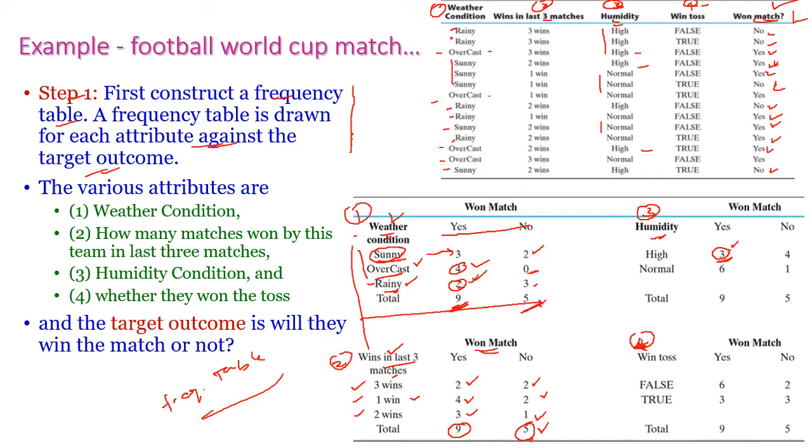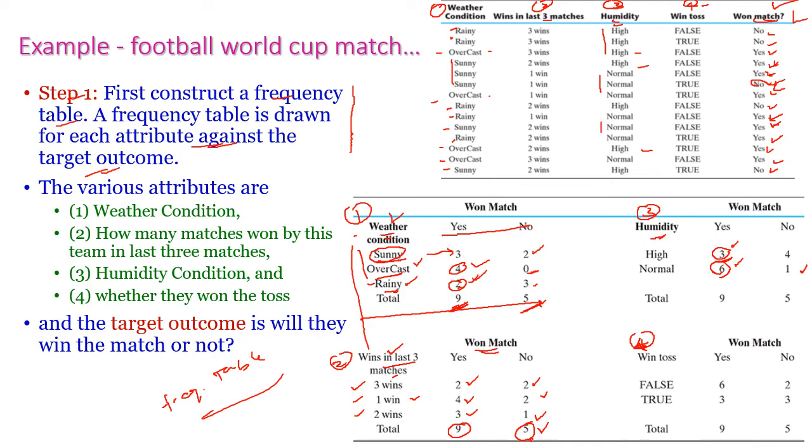So 3 records come under the yes side and 4 records come under no for high. For normal, this is 1, 2, 3, 4, 5 and 6: 6 records come under the yes side and 1 comes under the no side.